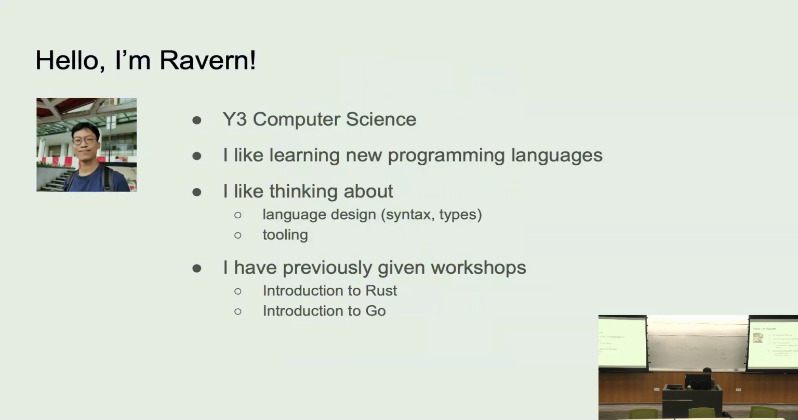So hello everyone, I'm Raven. I'm a third year computer science student. And just a brief introduction of me, I like learning new programming languages. And I really like thinking about programming language design and the tooling that surrounds programming languages. So maybe not too much into the type theory or compiler design, but just about the experience of using new programming languages. Along this interest, I've previously given workshops on Rust and Go, and now I'm giving a workshop on Zig, which is I guess the latest language that I just learned for fun.